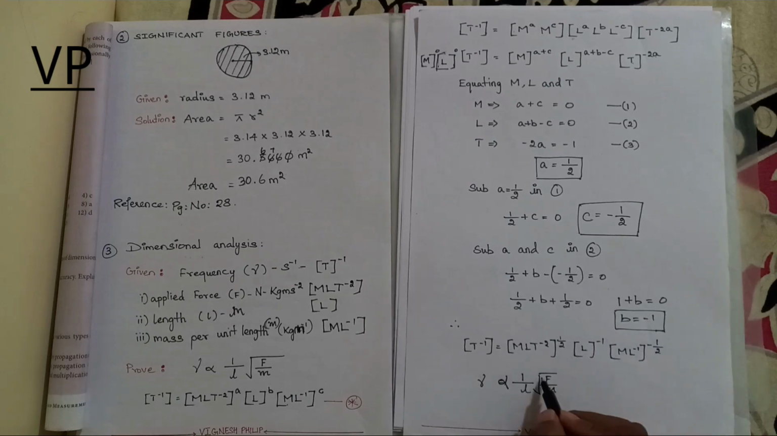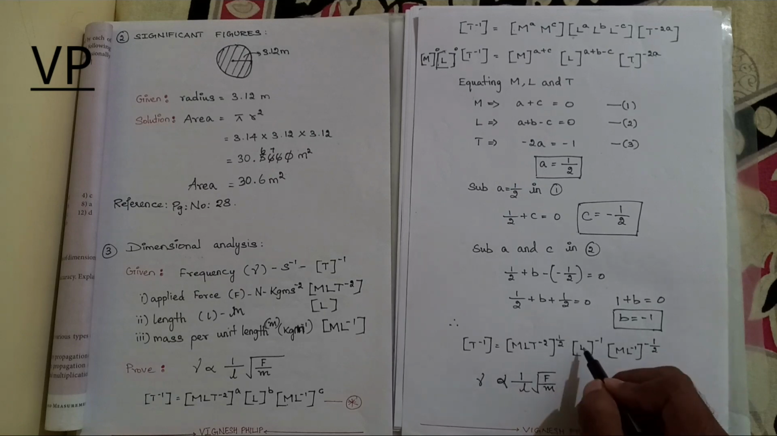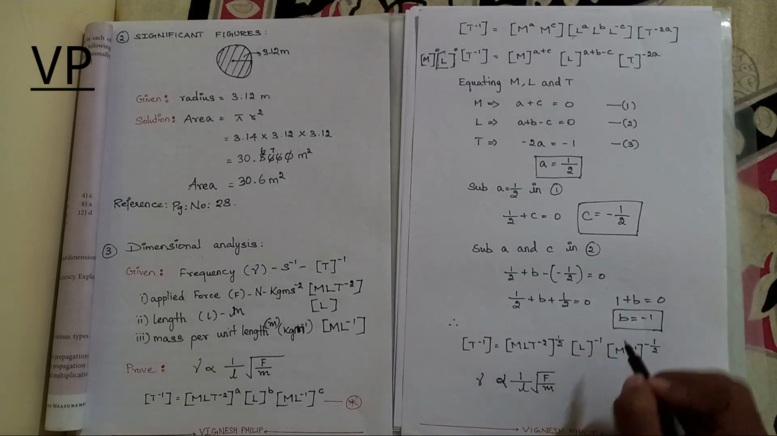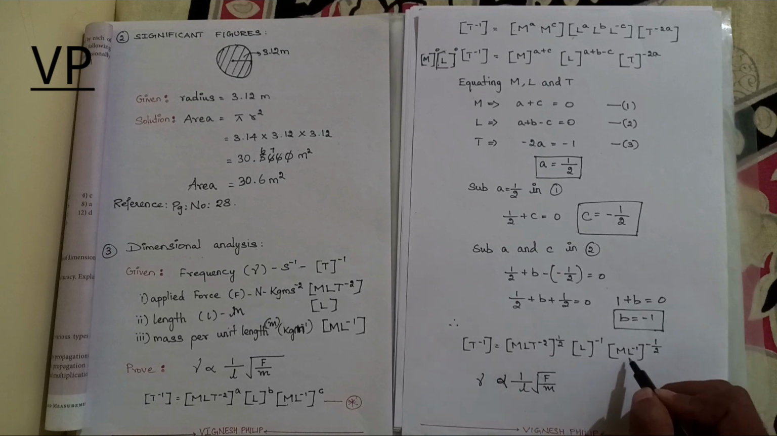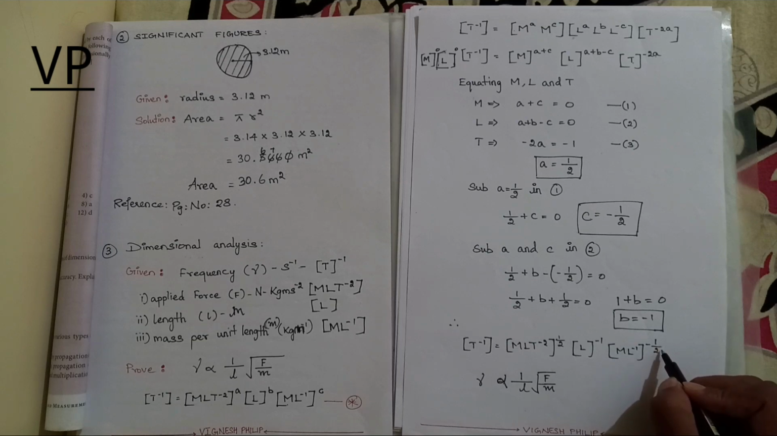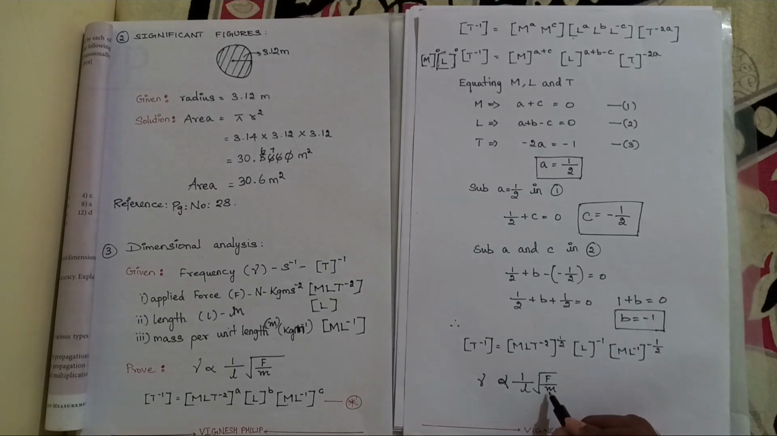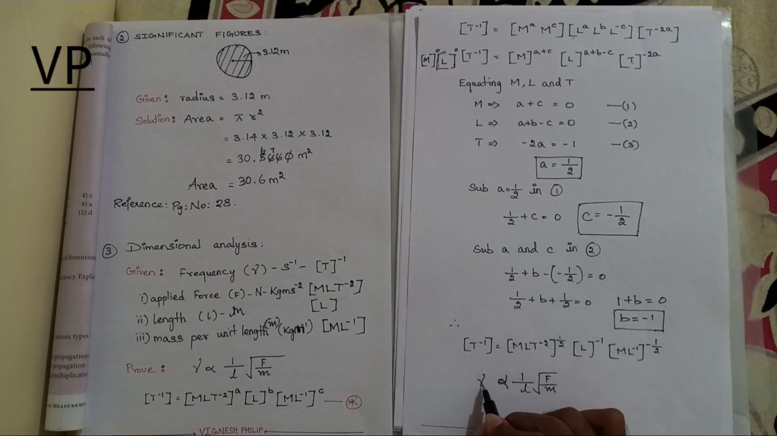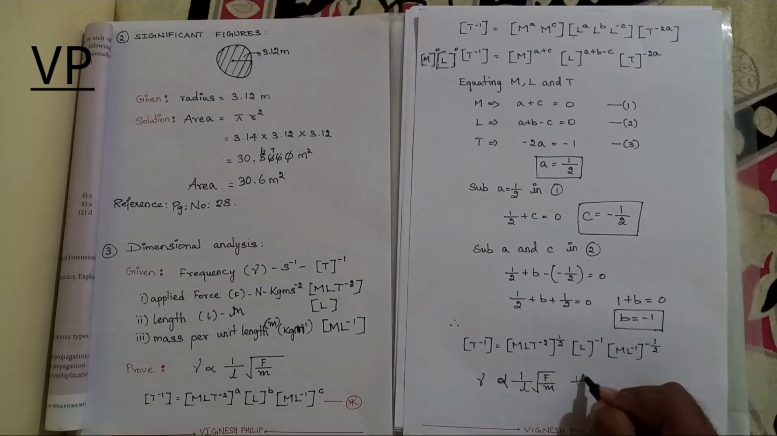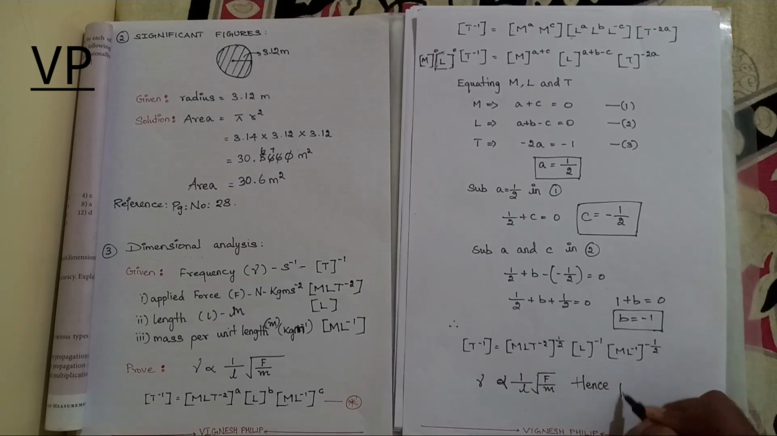L is to the power minus 1, so L has to be written outside the root, in the denominator, so 1 by L. And the mass per unit length term, small m, has to be written inside the root since there is a power 1 by 2, and in the denominator since there is a minus. So m is written in the denominator inside the square root. So we have proved that the frequency is proportional to 1 by L root F by m. Hence proved.